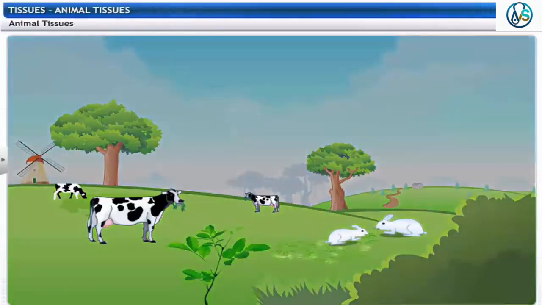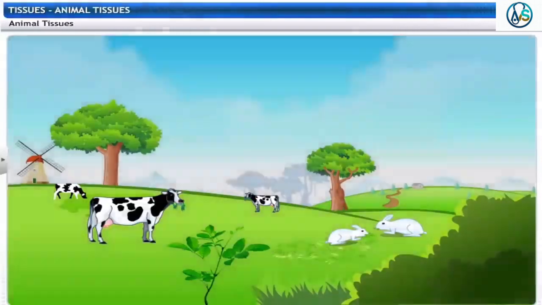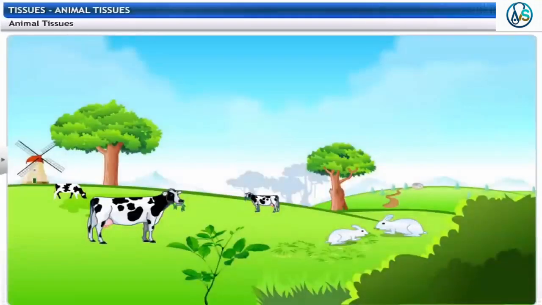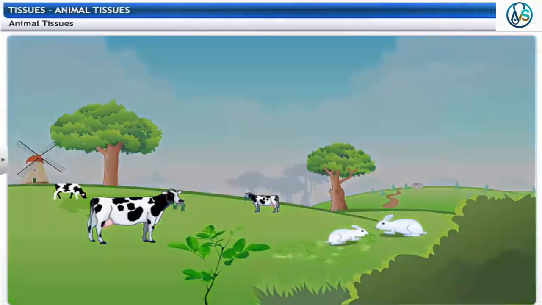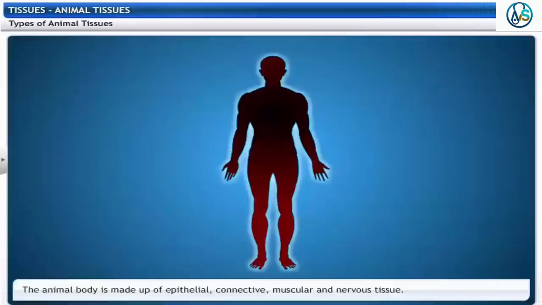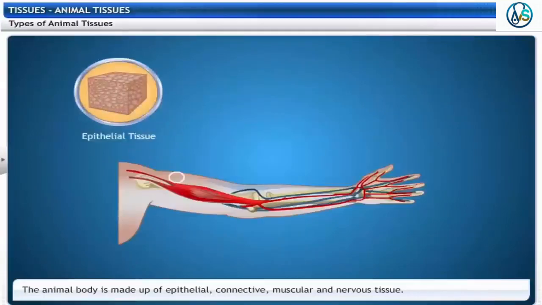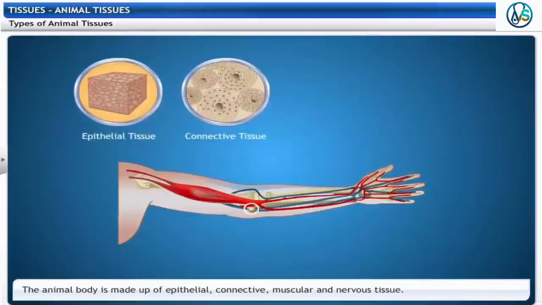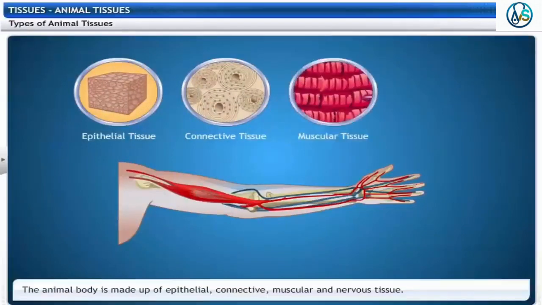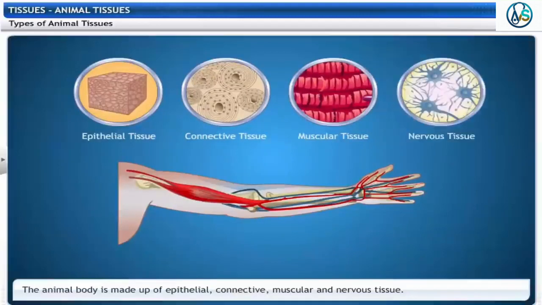They consume more energy compared to plants. So, unlike plants, most animal tissues are living tissues. The animal body is made up of different types of tissues: epithelial tissue, connective tissue, muscular tissue, and nervous tissue. Let's look at each tissue in detail.